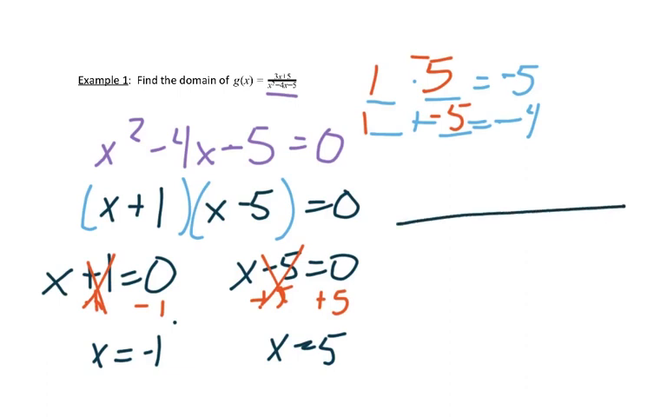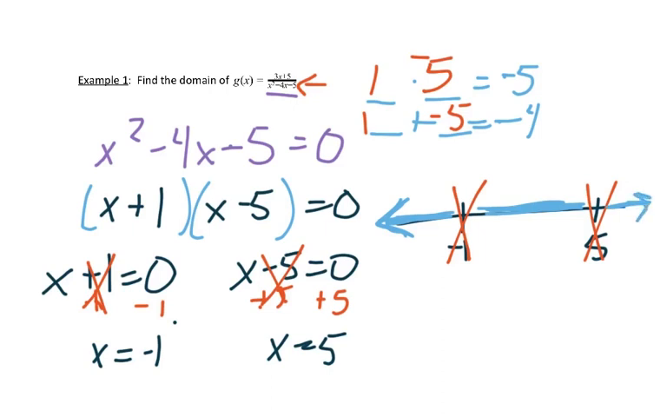So if we think about this as being on a number line, negative 1 and positive 5, what we're really saying is that these two numbers give us problems. We can't have negative 1 and we can't have 5 because that would give us 0 in the denominator. So we want the numbers that are to the left of negative 1, the numbers that are between those, and the numbers that are bigger than 5.